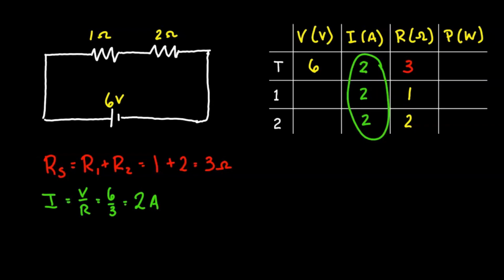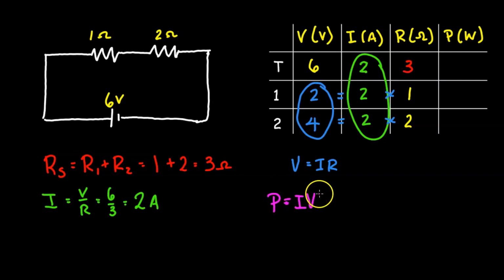To find the voltage of each resistor, we'll use Ohm's law again. V equals IR. So 2 times 1 equals 2, and 2 times 2 equals 4. To find the power, we use power is equal to current times voltage, or P equals IV. So we have 6 times 2 is 12, 2 times 2 is 4, 4 times 2 is 8. Notice that 4 plus 8 equals 12. Power is energy transformed per unit time, so it makes sense that the sum of the power of each resistor equals the power output of the total circuit.